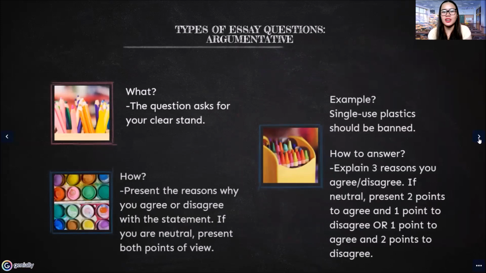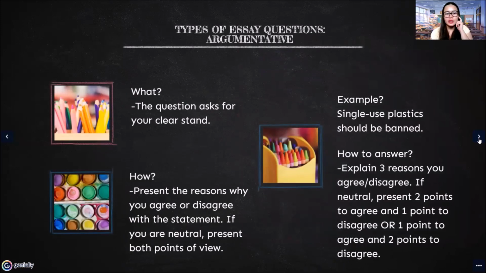Okay. All right. The next type is slightly more complicated. This is the argumentative essay. Okay, the question asks for your clear stand. Do you agree or do you disagree? So usually this question will give you quite a strong statement. Okay, like the example, single-use plastics should be banned. So it's a very strong statement, right? Yeah, should be banned.